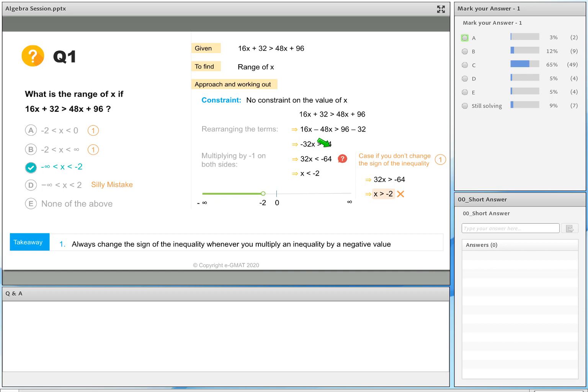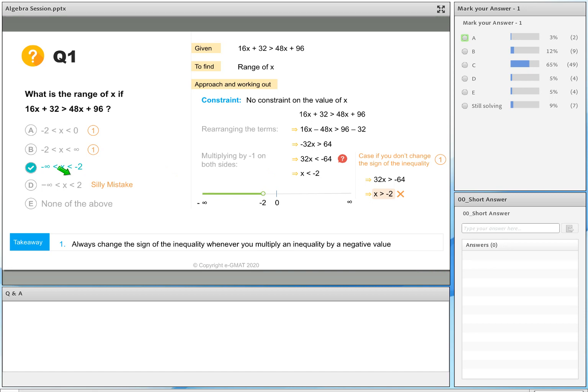First of all, removing the negative 1 means you multiply both sides by minus 1. This is when the sign of the inequality flips. So 32x is less than minus 64. Finally, divide both sides by 32, which is a positive number. So again, nothing had to change. So x is just less than minus 2. Now, less than minus 2 gave you choice C.